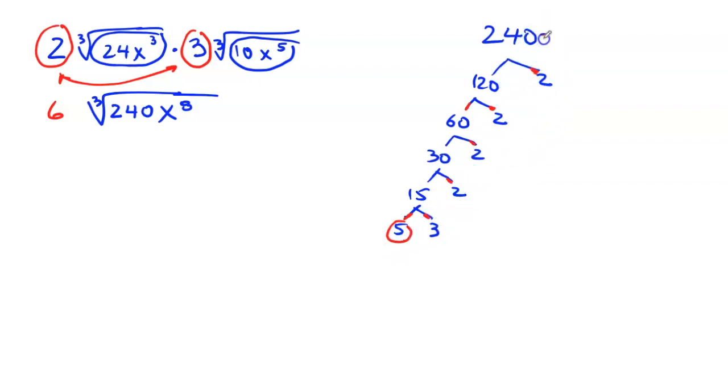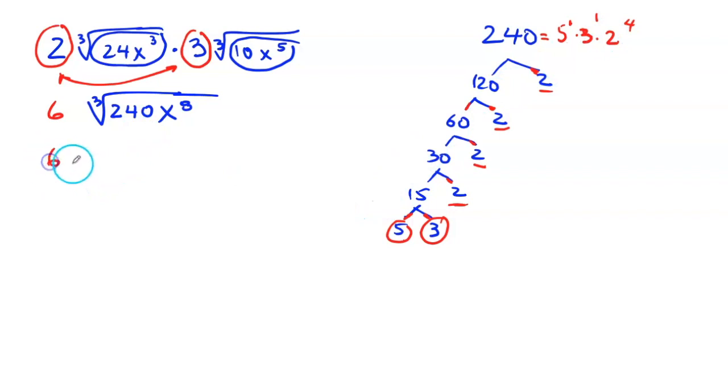So 240 is the same as 5. How many 5s I have? Only 1. 5 to the first power. How many 3s I have? Only 1 3. Oh, come on. Hold on. There you go, better. And let's go, how many 2s I have? 1, 2, 3, and 4. So this is the prime factorization of 240.